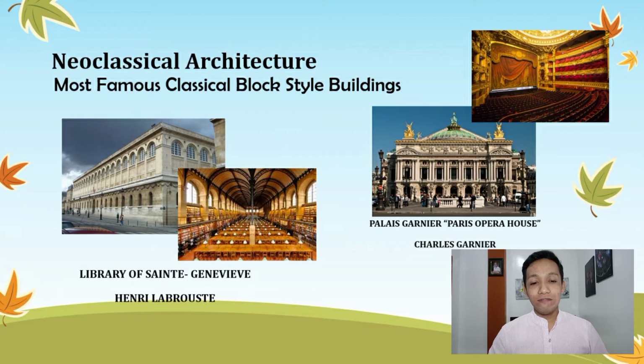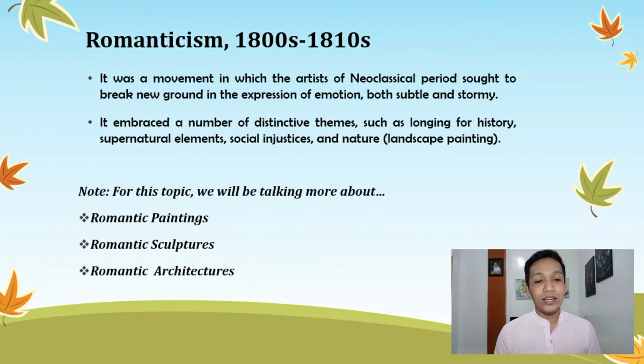And that concludes the visual arts of the neoclassical era, emphasizing neoclassical paintings, neoclassical sculptures, neoclassical architecture, and artworks. And now, let us proceed to Romanticism, which began in the 1800s and ended in the 1810s.